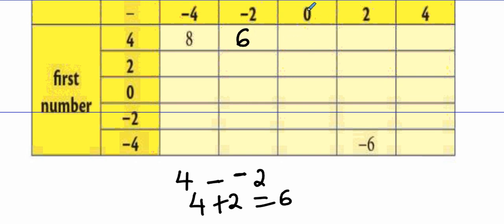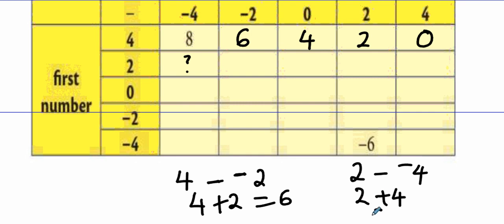Okay, how about the number you fill in here? It's simple. You just do 4 minus 0, it's 4, and then here you do 4 minus 2, which is 2. 4 minus 4 is 0. 2 minus negative 4, you get the number to fill over here. So 2 minus negative 4, like I said earlier, will be 2 plus 4, and the answer is 6.